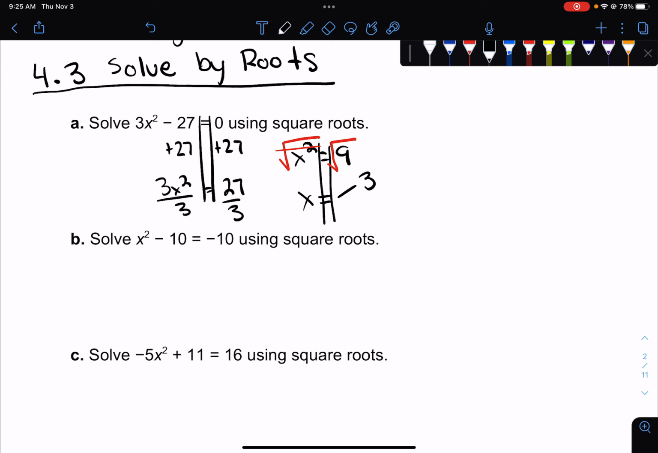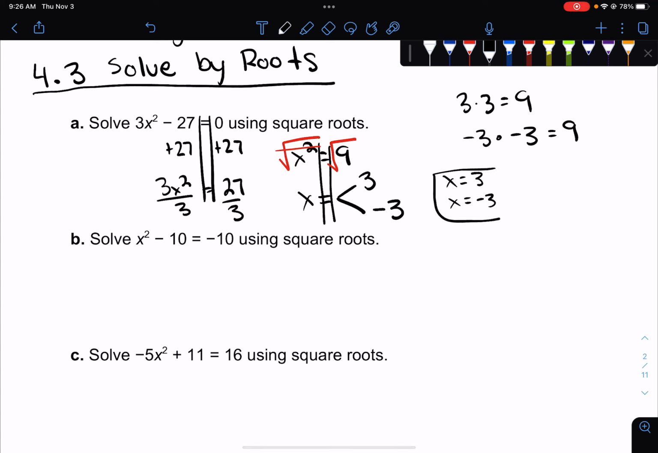When I take the square root of 9, I'm looking for 2 numbers that multiply to be 9, but it has to be the same number, right? So 3 times 3 equals 9. That's why we get this 3 right here. But negative 3 times negative 3 is also equal to positive 9. So when I take the square root of 9, I actually get 2 answers. I get a positive 3 and a negative 3. So when I write my answer, I'm going to write x equals 3 and x equals negative 3.